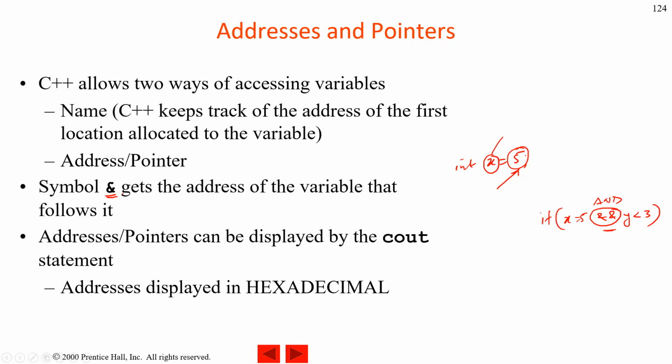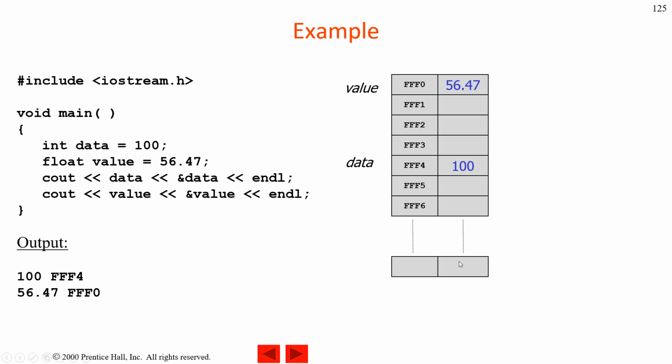So the address or pointer can be displayed by the cout statement. There's a possibility for me to display the address where this x is actually pointing to, and that will be displayed in hexadecimal. So it is going to be in base 16. Usually it is something like 0x and ff and something like that. That's how it's going to look. It's a hexadecimal number.